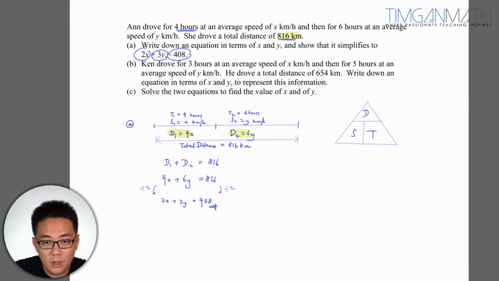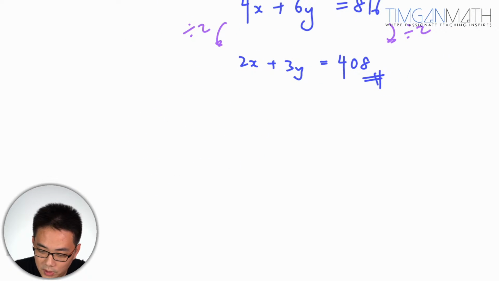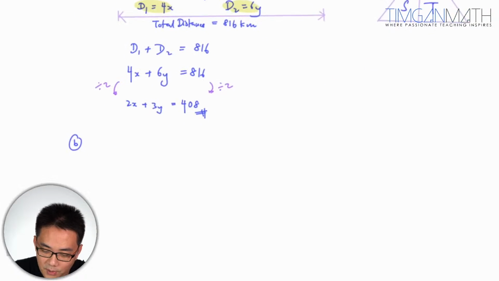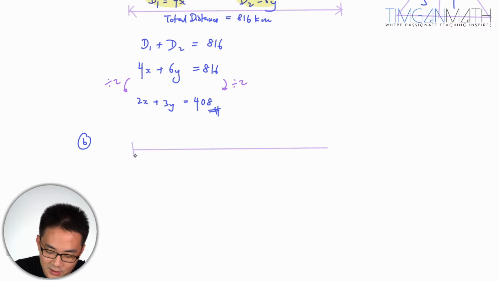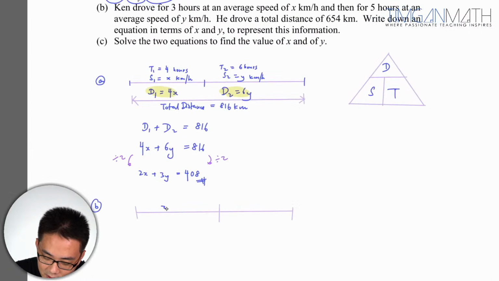For part B, Ken drove for 3 hours at an average speed of x km per hour, then for 5 hours at an average speed of y km per hour. He drove a total distance of 654 km. Write down an equation in terms of x and y to represent this information. It's the same thing, so maybe I should draw. Ken drives for 3 hours, so T1 is 3 hours, the speed S1 is x km per hour, and S2 is y. This is Ken's journey.